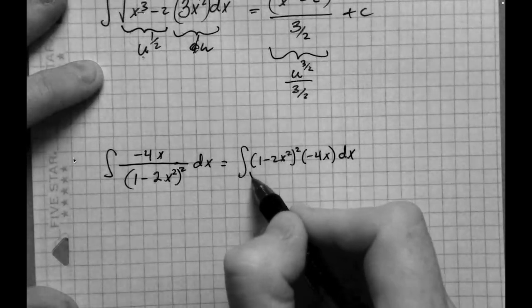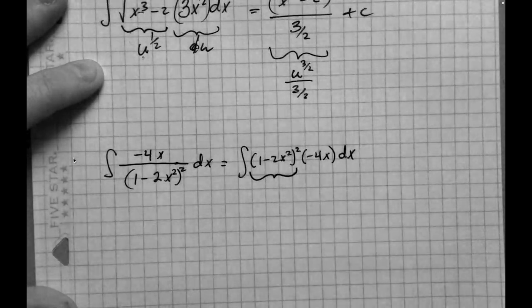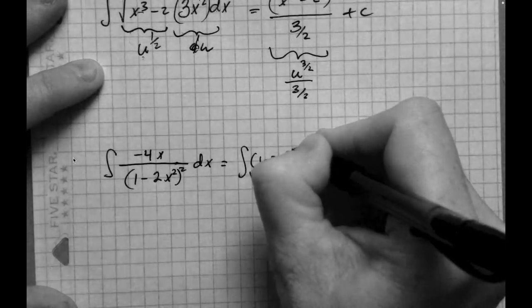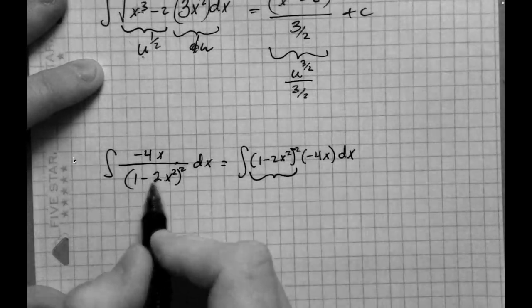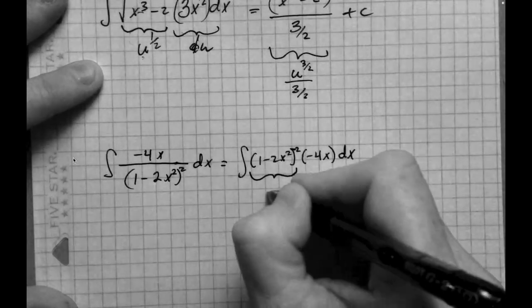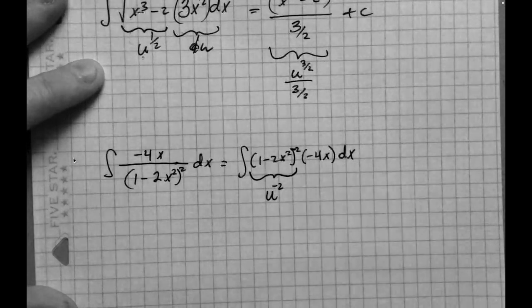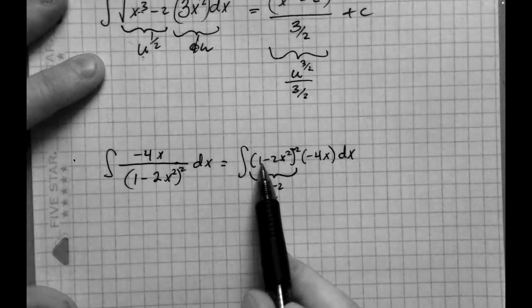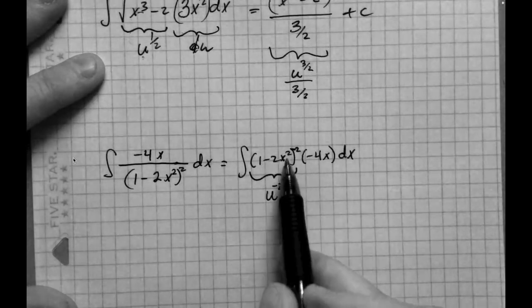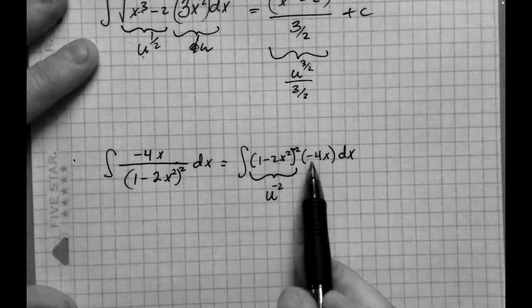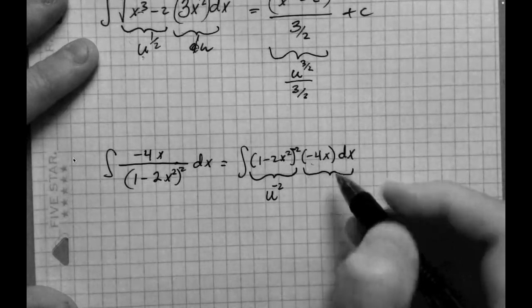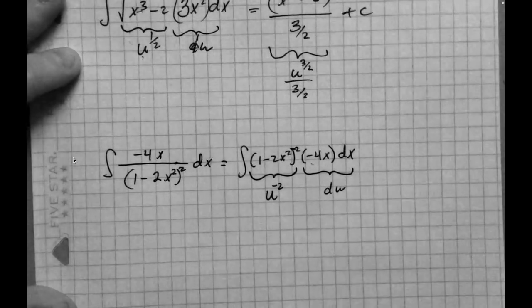Now, this part here is u to the, oh, that should be negative 2, sorry, because it came to the top, right? So the exponent becomes negative 2. This should be u to the negative 2 power. And so when I differentiate 1 minus 2x squared, I definitely get negative 4x. And so that means this whole thing here is the du.